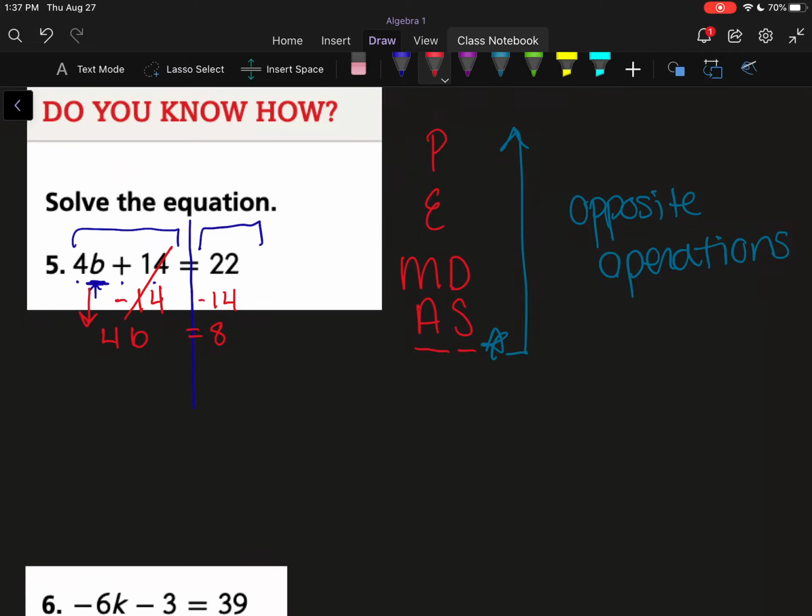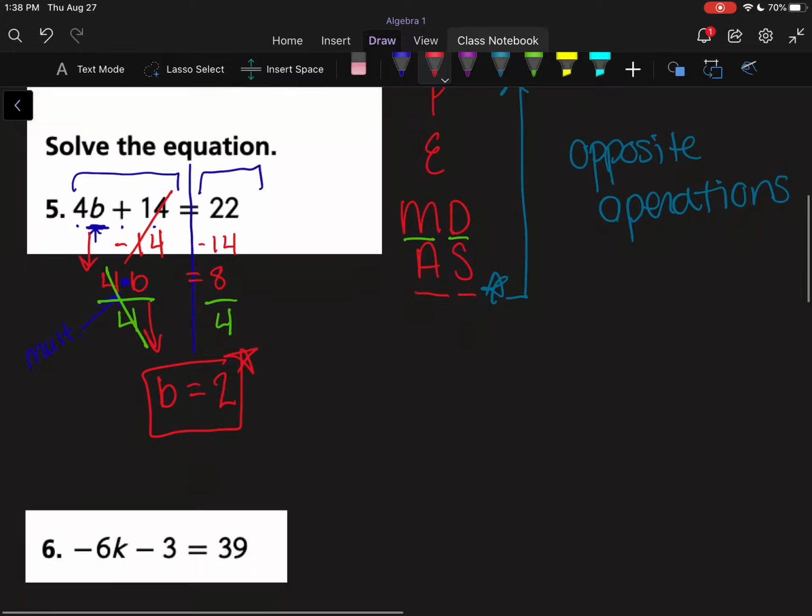The 4 and the b are right next to each other, which means that secretly multiplication is happening between them. And that is the operation we will need to undo. The opposite of multiplication is division. So I'm going to divide by 4 because that is the opposite of multiplying by 4. And I want to do that on both sides as well. All I'm left with now is our variable b, and 8 divided by 4 is 2. So we just solved this equation, and b equals 2 using opposite operations.